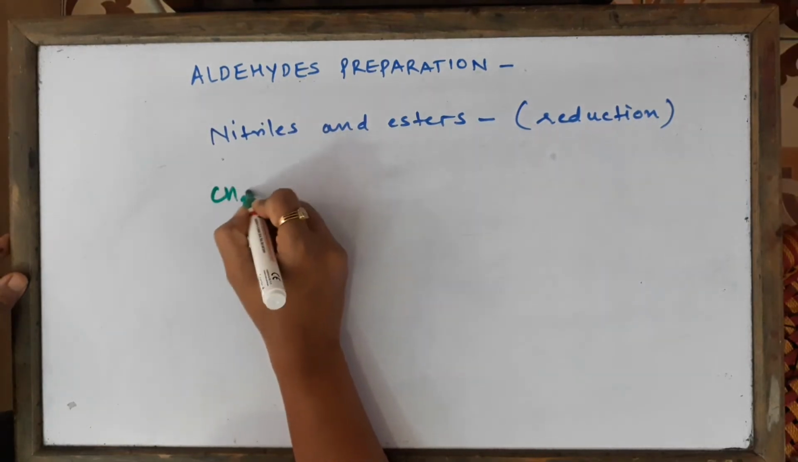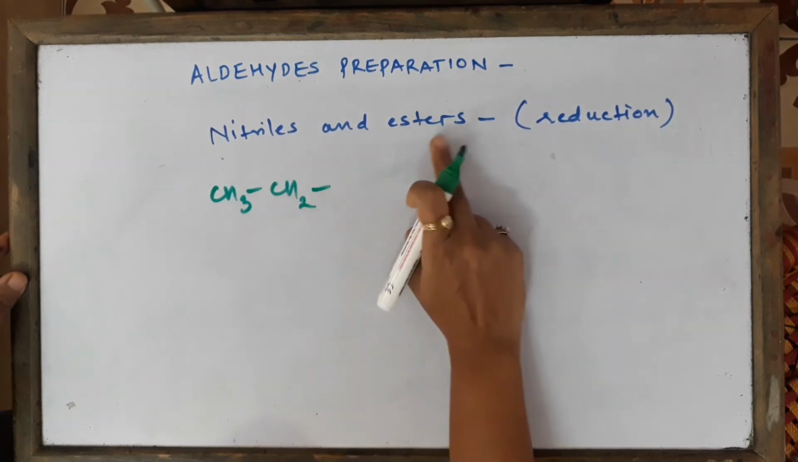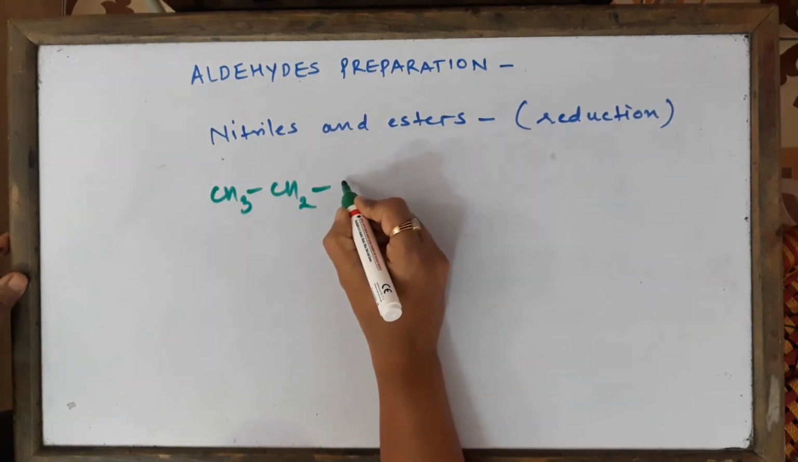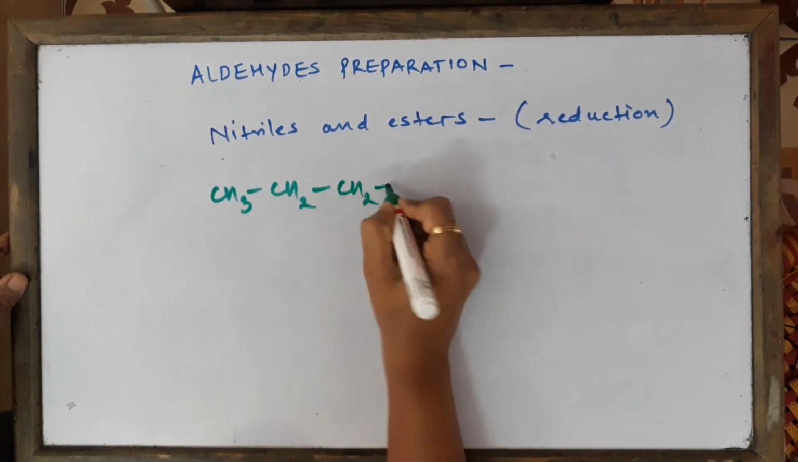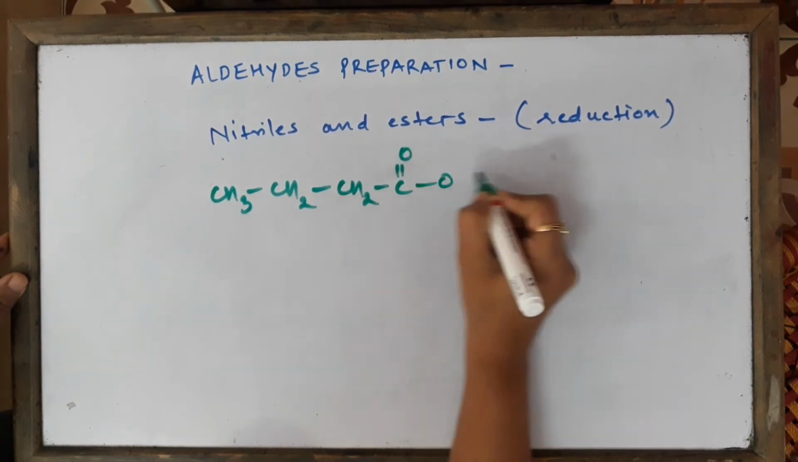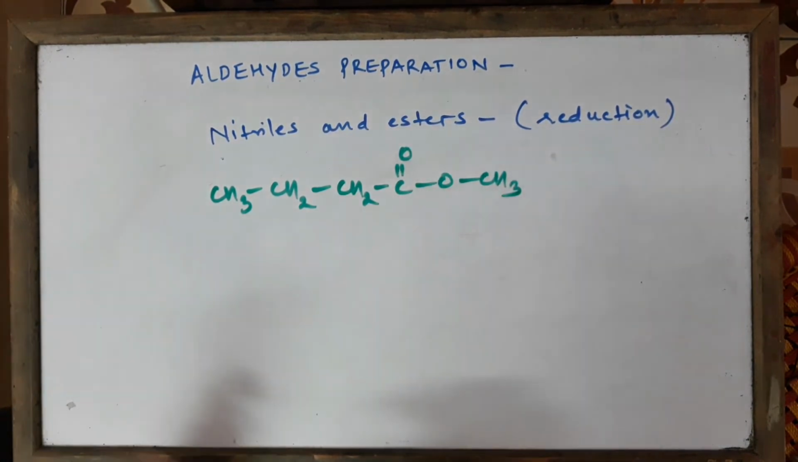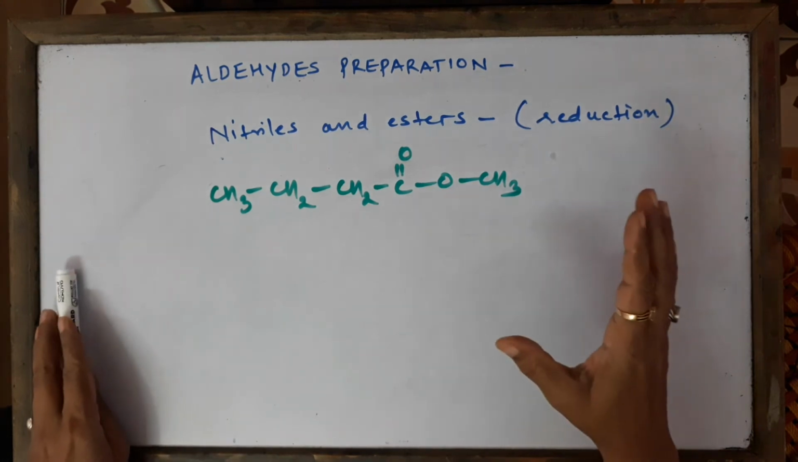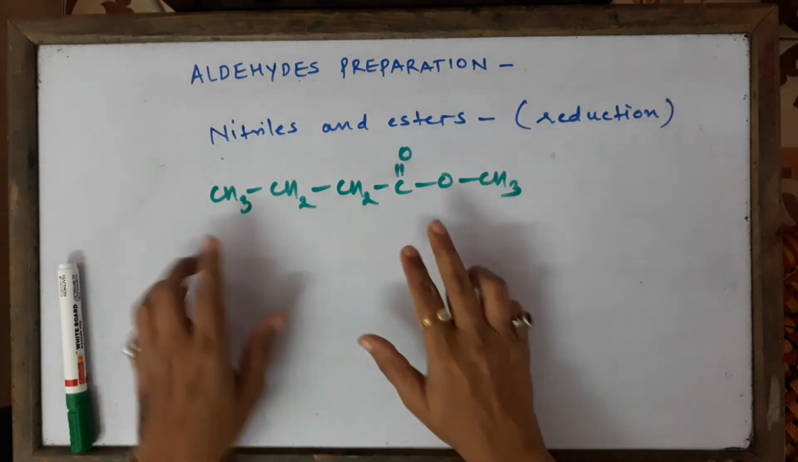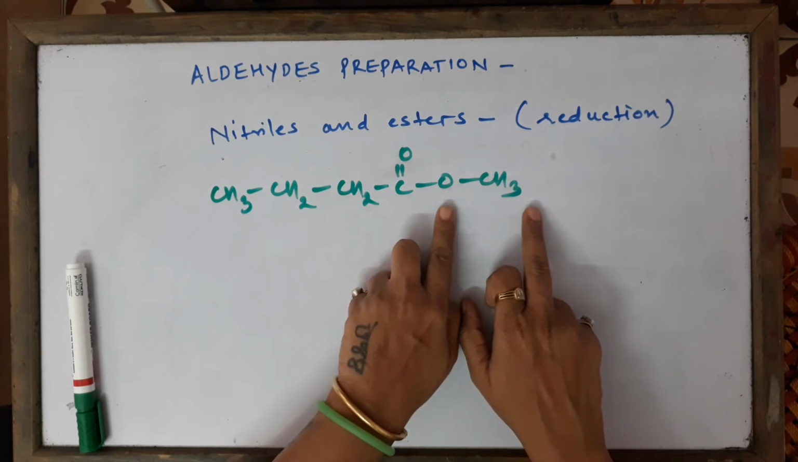Now also one more thing is there, that DIBAL-H can also reduce esters. So we'll have CH3, CH2. Let's take an example of an ester, a bigger one I'm taking, COCH3. Every child must know what is an ester. Ester is a compound which is made by the combination of or mixing a carboxylic acid with an alcohol.